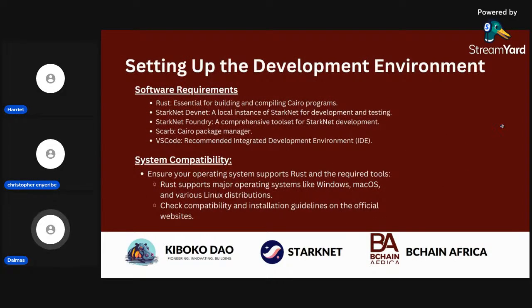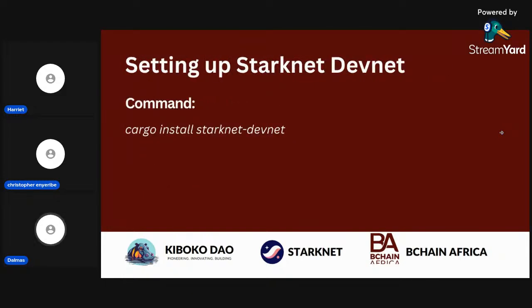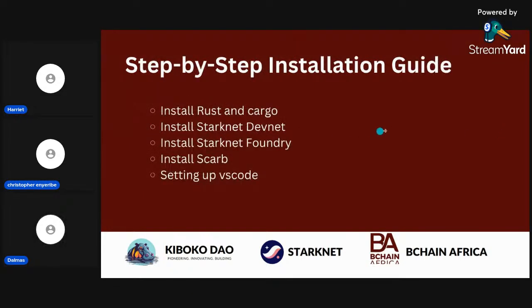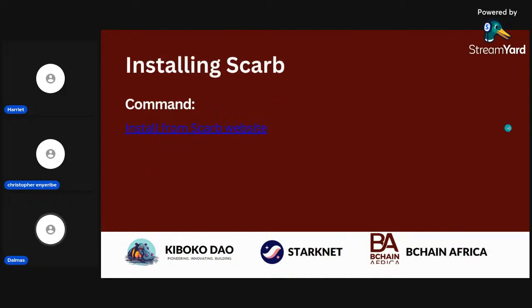We did go through setting up a development environment. If you hadn't gone through it or you missed it, kindly check session 2 of this program. You'll be able to find the entire setup process. Here I've just gone through a quick guide: installing Rust, DevNet, Foundry, Scarb, then setting up VS Code and all those things.